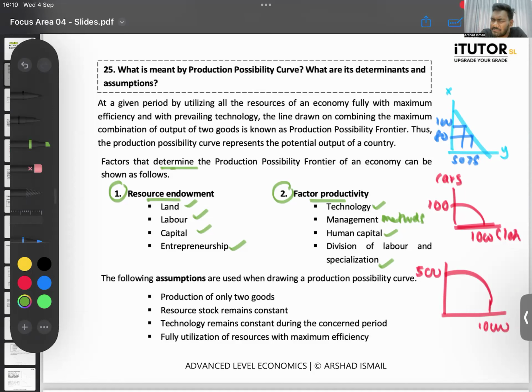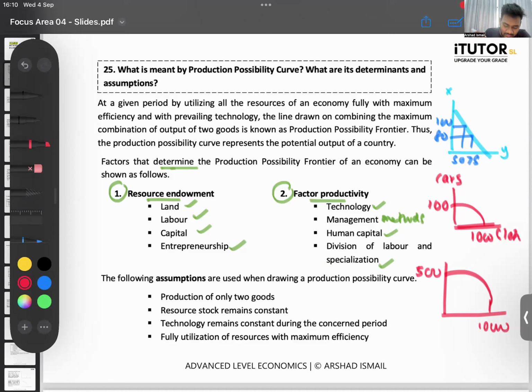Then this PPC is a model. It's a very simplified model of the real world. Now, in the real world, a country won't produce two goods, no? A country produces millions and millions of goods. So in the real world, the situation is much different. But these are economic models, so economic models always have assumptions. So then if they ask you, what are the assumptions of a PPC?